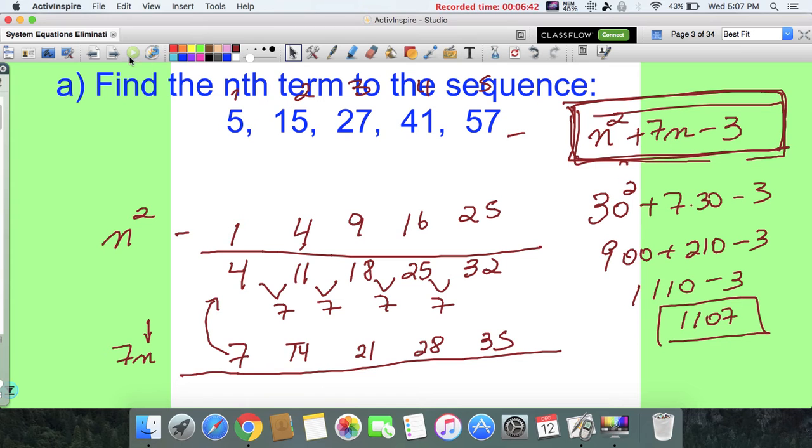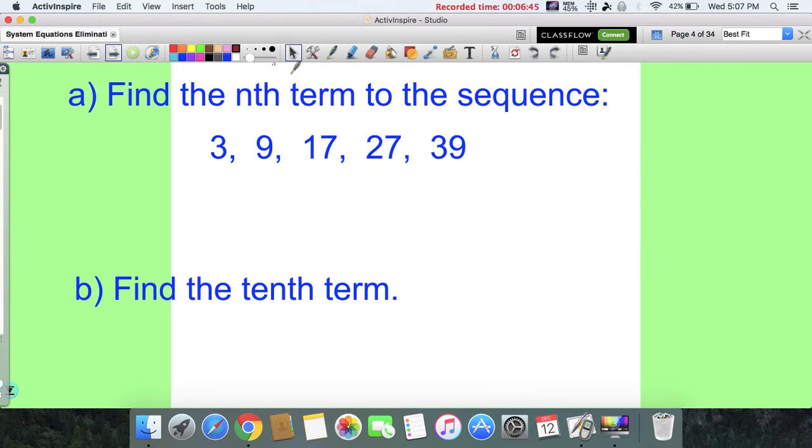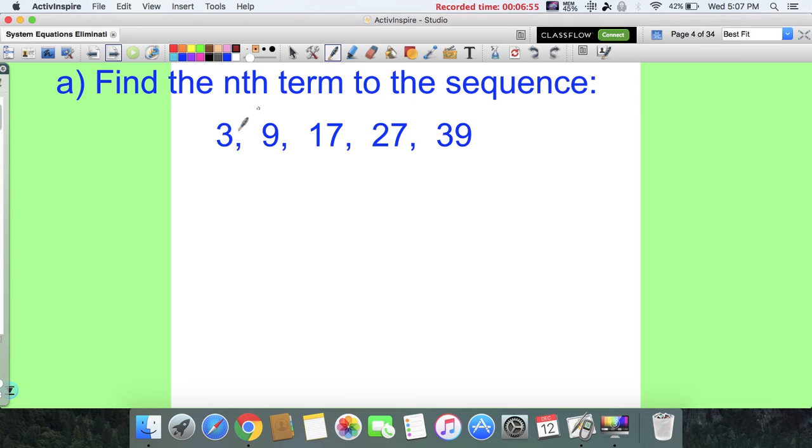So this is what the function is. So let's see if we can do that again. So pause. I'm not going to find the 10th term. You can do that by yourself, but I want to find the function here. So let's take the first difference. It's a 6, 8, 10, 12. Again, their difference. So that tells me that this is going to be a quadratic sequence. And if I take the second difference, I get 2, 2, and 2.